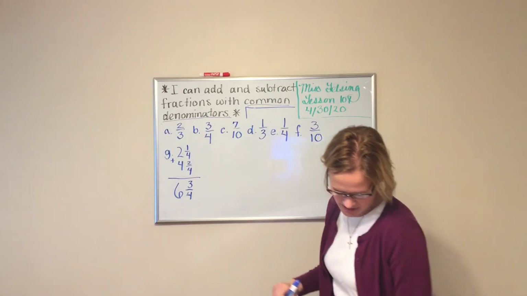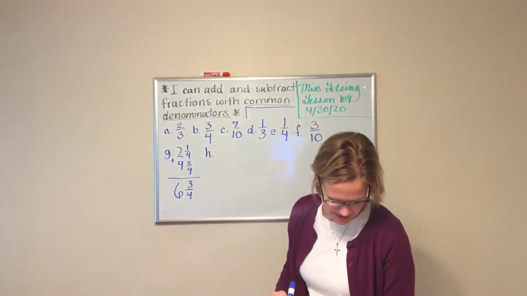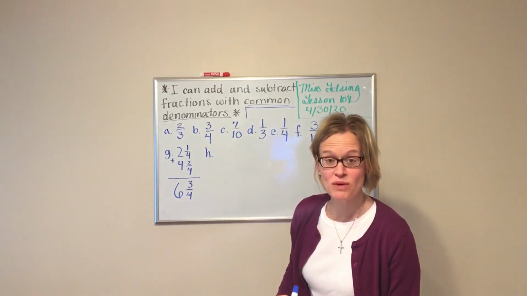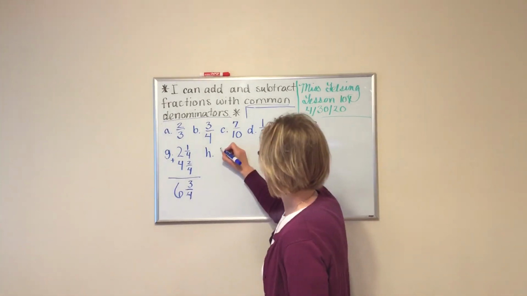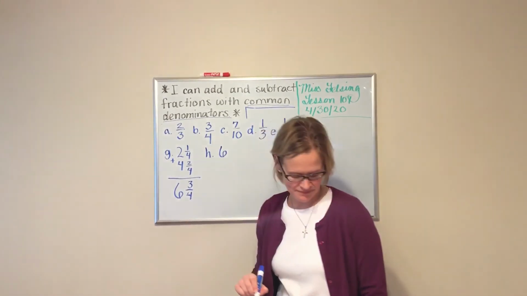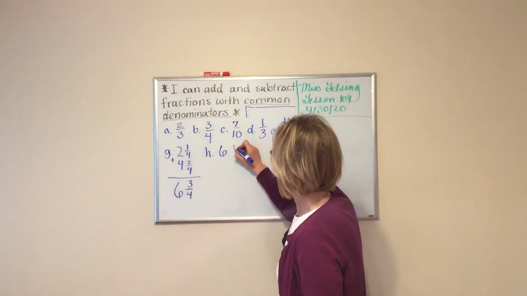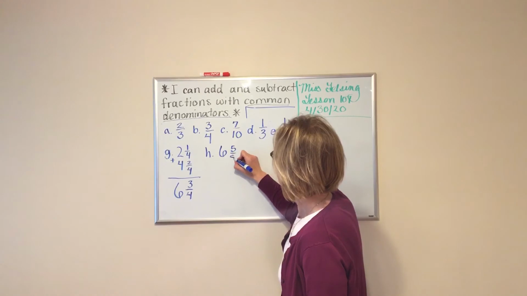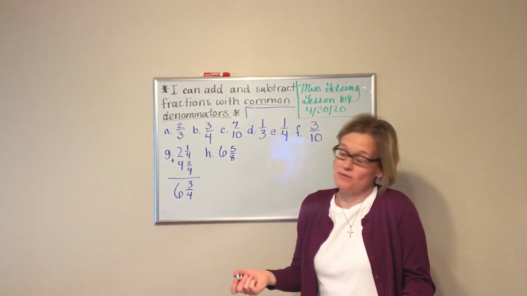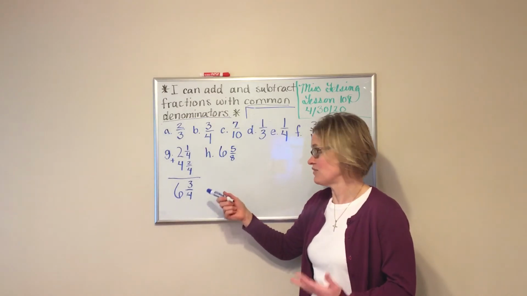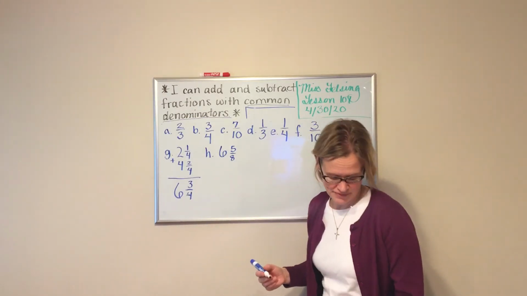So letter H. Another thing you can do is look across. H, 5 and 3/8 plus 1 and 2/8. I could say, well, what's 5 plus 1? 5 plus 1 is 6. Then I look at the fractions. 3 plus 2 is 5. And then the denominator would stay the same. So it would be 6 and 5/8. That's another way of doing it. You can either do it like this if you feel like you have to write it out, or like that if you feel like you can do it in your head.